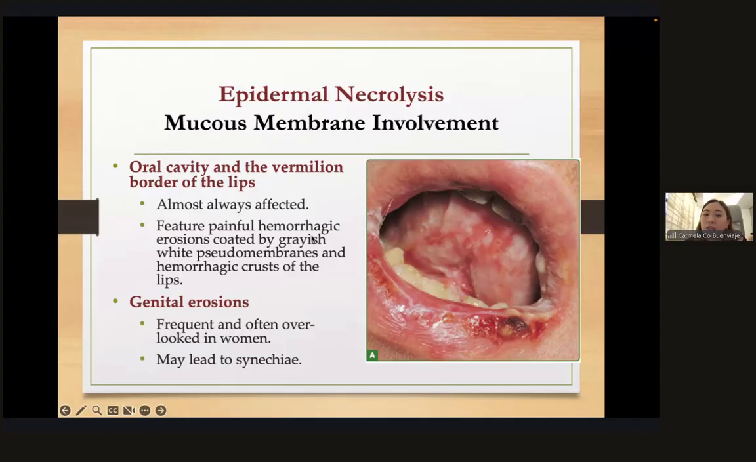So for the oral cavity and vermilion border of the lips, this is almost always affected. Most of the time, it's one of the mucous membrane involvements. It features painful hemorrhagic erosions coated by grayish-white pseudomembranes and hemorrhagic crusts on the lips, just like in the picture. And then genital erosions are also frequent, often overlooked in women. So we have to inquire about this or check. It may lead to synechiae if untreated.